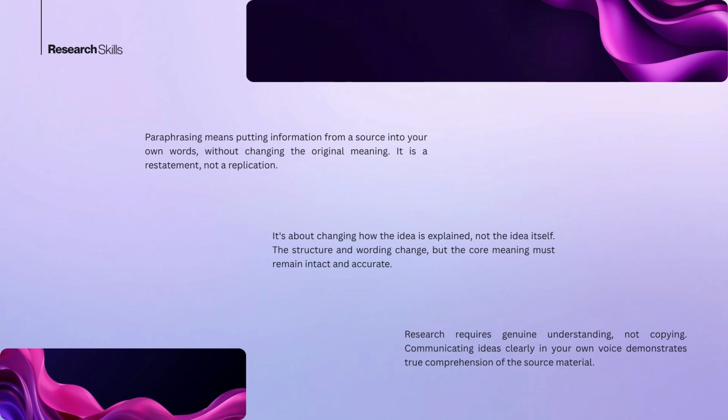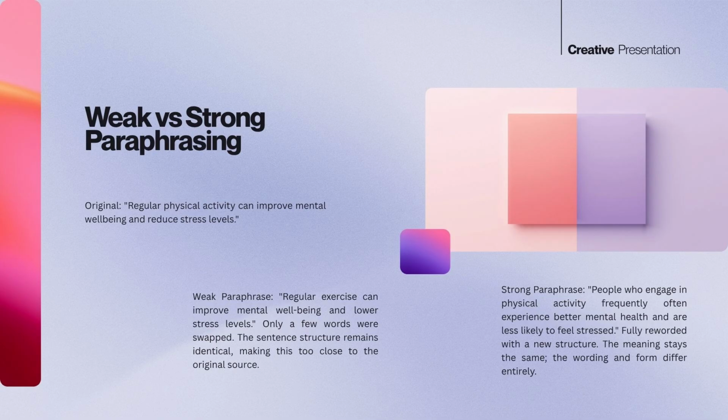Imagine a source says, regular physical activity can improve mental well-being and reduce stress levels. A weak paraphrase might be, regular exercise can improve mental well-being and lower stress levels. This changes a few words, but the sentence structure remains almost identical.